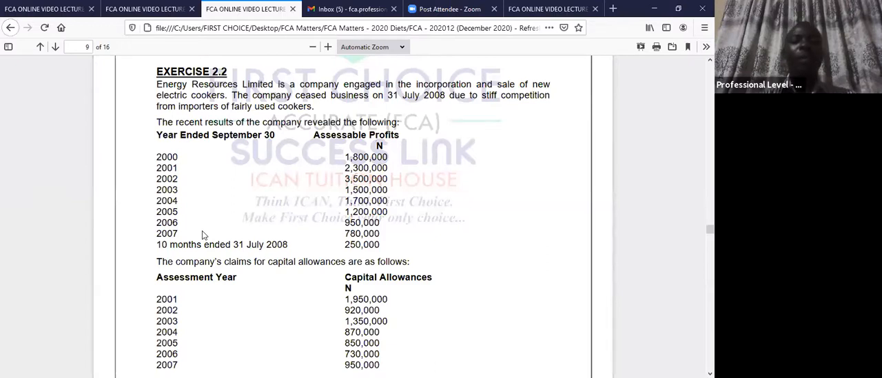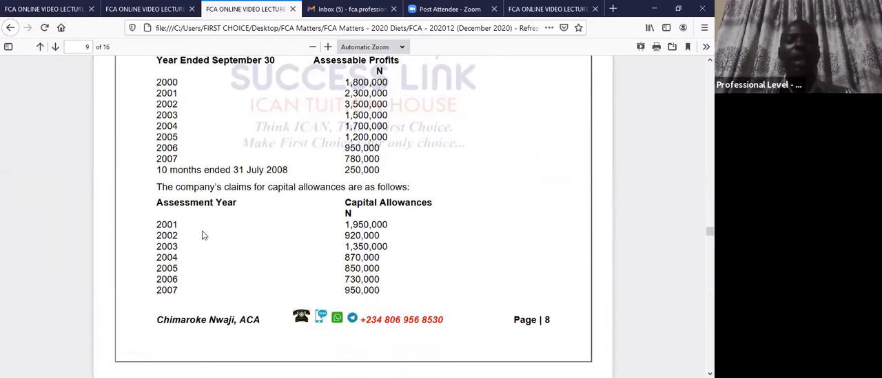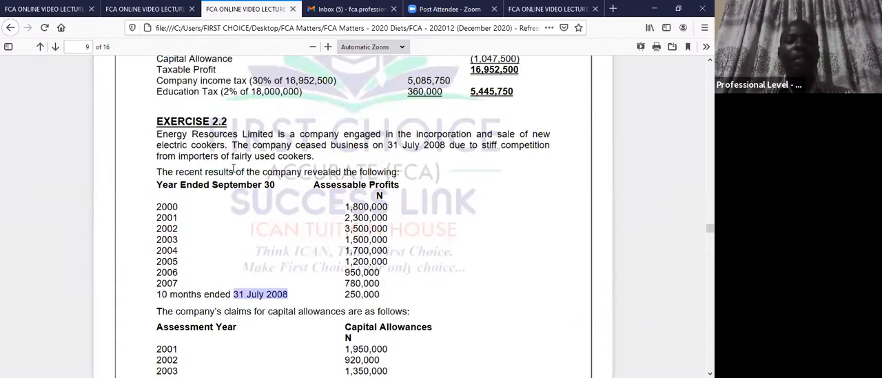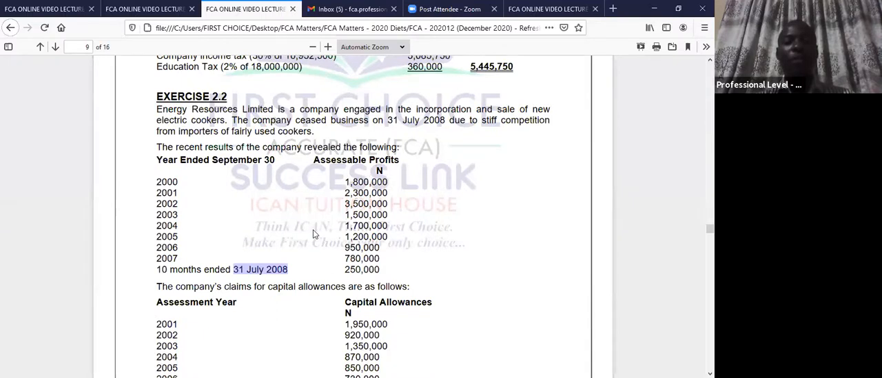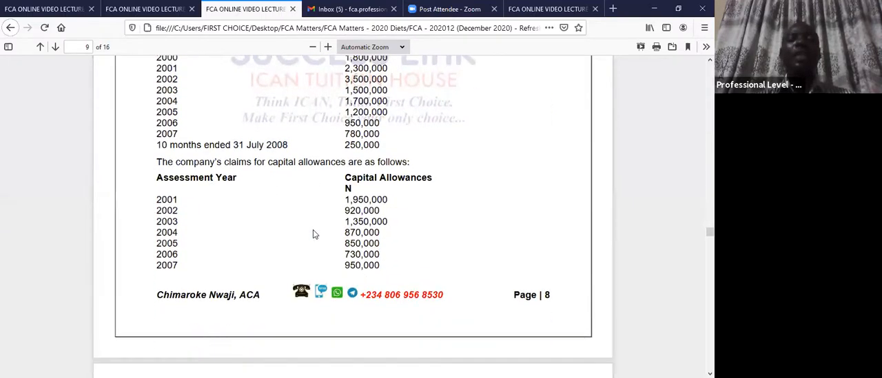So that's for profits. And I told you, look at when it's ending, 31st July 2008. And they told you also in the question. I also told you that in capital allowances, they will never give you capital allowance and be telling you year ended. It's always tagged to year of assessment. So for the capital allowance, there's no adjustment.